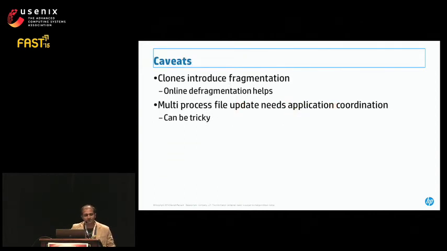These are the caveats of our implementation. Because we use clones, which is a version of snapshotting, we induce fragmentation in the file system. Online defragmentation helps, and we do have that in the HP advanced file system. Multi-process updates need to be carefully coordinated by the application.